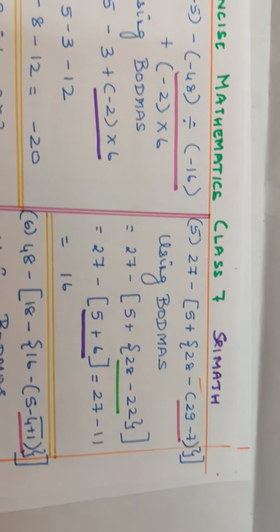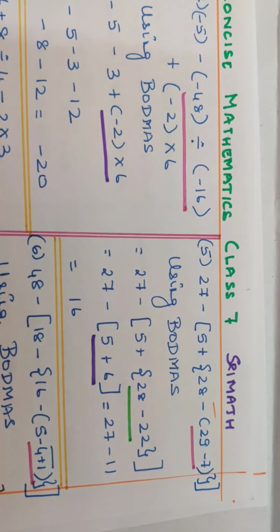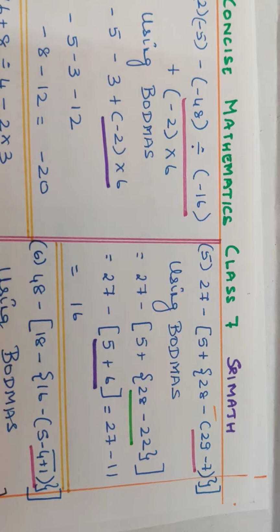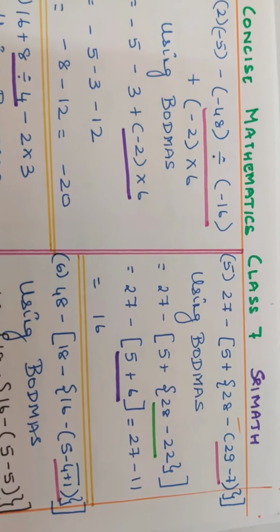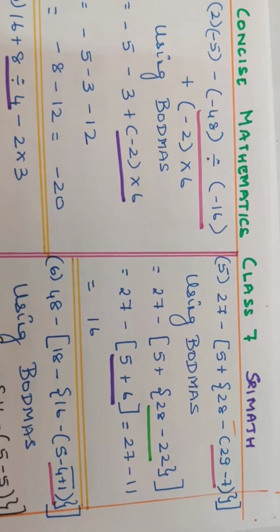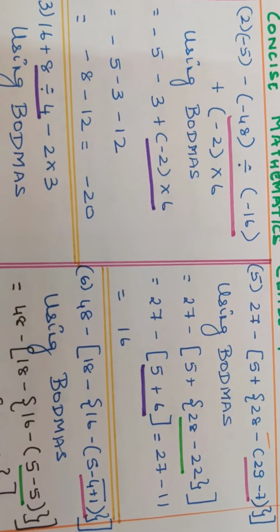Let's move on to the fifth sum, which is 27 minus 5 plus curly brackets 28 minus 29 minus 7. So here, BODMAS, and we need to concentrate on the brackets. So first we do the simple bracket 29 minus 7, which is 22. Therefore the expression becomes 27 minus 5 plus 28 minus 22.